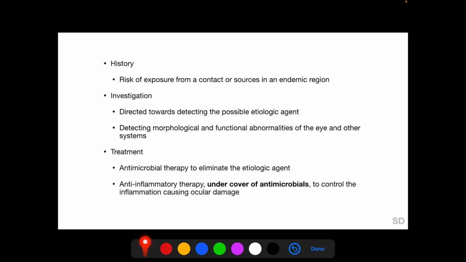And treatment of infectious varieties of uveitis includes antimicrobial therapy to eliminate the etiologic agent and anti-inflammatory therapy to control inflammation simultaneously with the antimicrobial therapy to control the infection, because inflammation per se can cause ocular damage. And anti-inflammatory therapy should always be under cover of effective antimicrobial therapy in infectious uveitis.